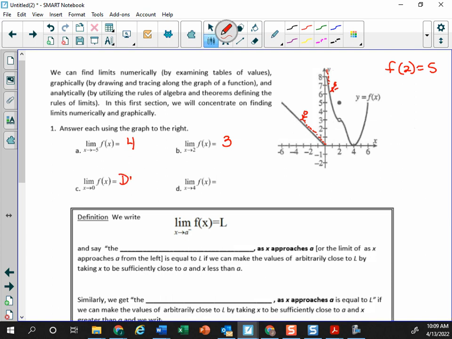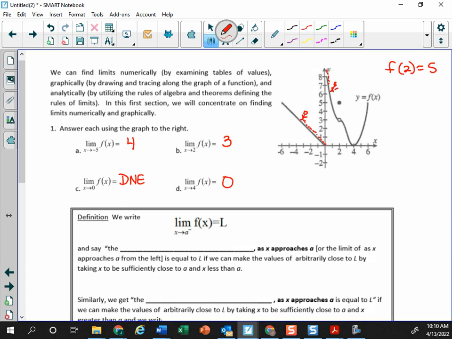You can just say DNE. A limit does not exist. All right, then letter D should have been a little easier. What'd you get for that one? 0. Okay. So if it's just the general limit and your left and right hand do not match, they don't run into each other, the limit does not exist. Okay.